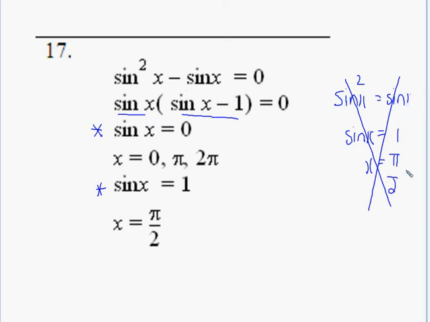Remember, don't divide by sine of x, because sine of x could equal 0, and if it's equal to 0, you can't divide by 0. So that's out. Always factorise. So we get this situation. So this part must be equal to 0, or this part must be equal to 0.